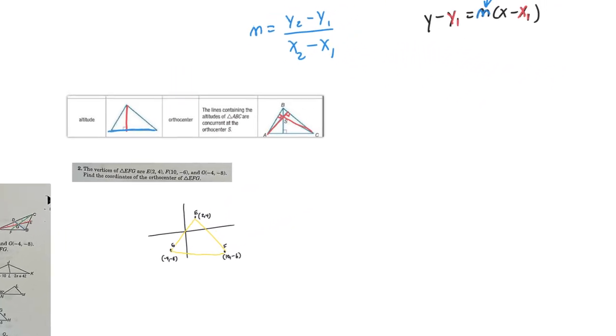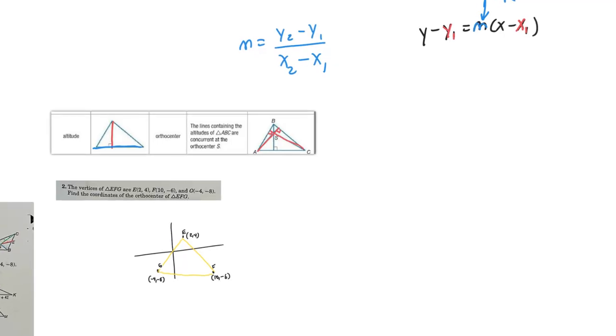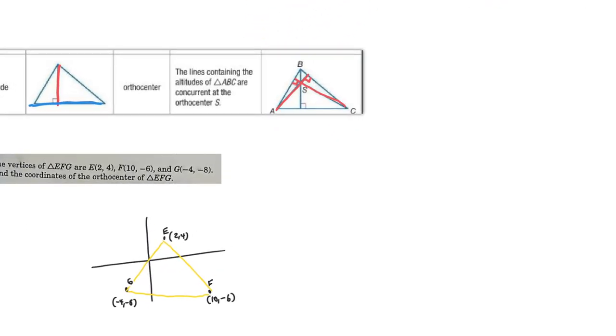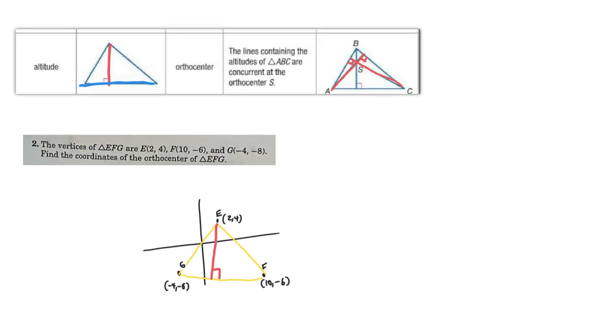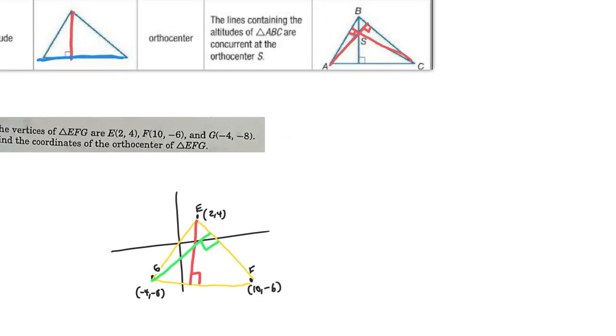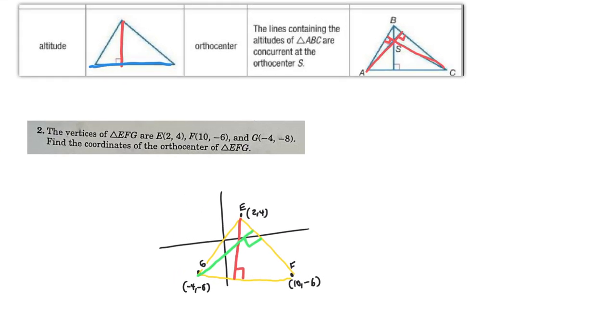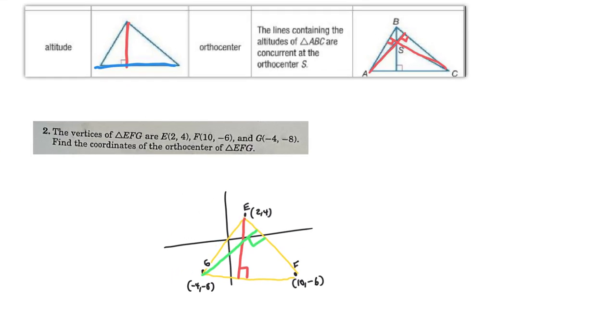is to find the equation. Now we can kind of take our pick. We can find the equation of this altitude, find the literal linear equation of that red altitude. We could find the equation of this green altitude, and then just find out where those two lines intersect. Now, let's start with the equation of the red altitude.